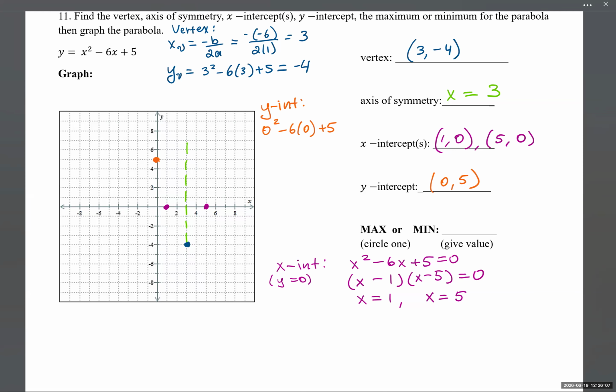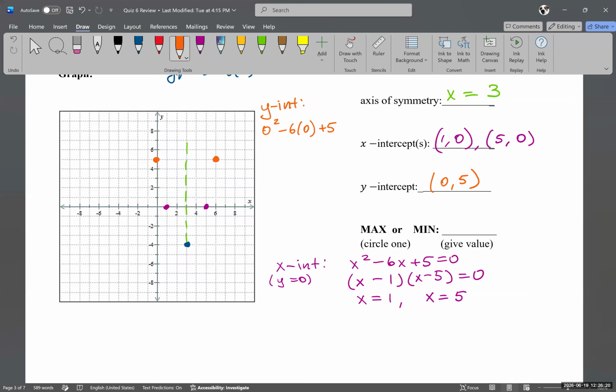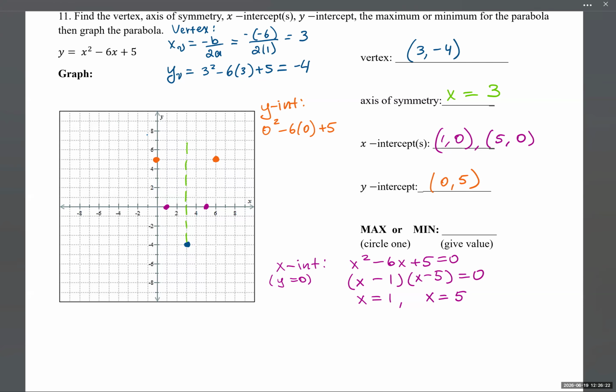Another point that we can do is the one that's symmetrical to this orange point right here. This point is 3 away from the axis of symmetry, so 3 away on the right-hand side will be another point. So we have enough information to actually graph the parabola. And then the max and min question. This parabola creates a min, and the value is the y value, -4. Or if you want to put the point, that's okay also, (3, -4).